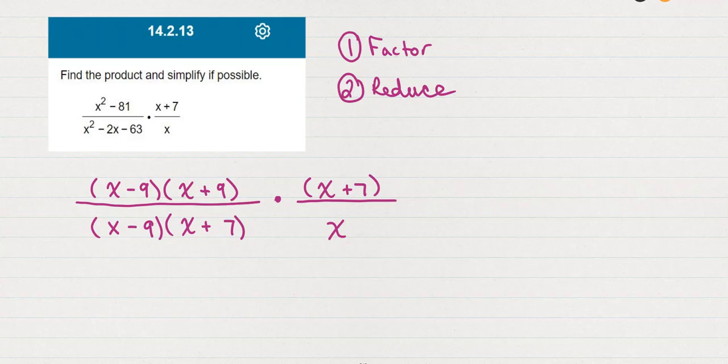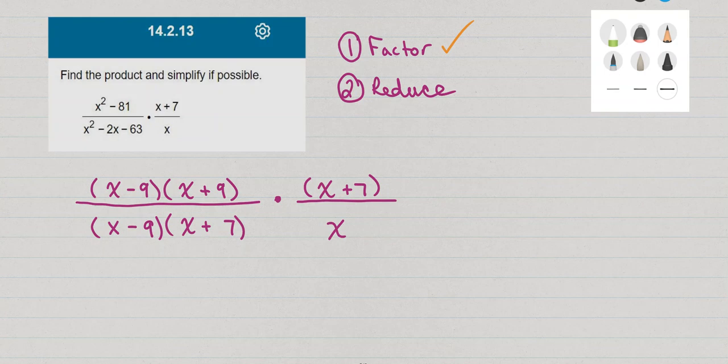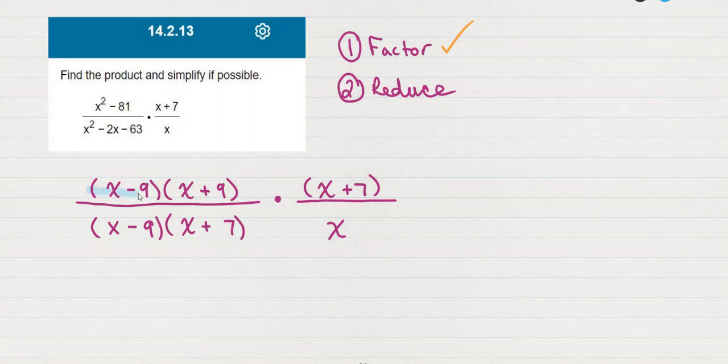So now when I go back to my problem, this x squared minus 81, I've factored it to x minus 9, x plus 9, the x squared minus 2x minus 63, the denominator is x minus 9, x plus 7, and I'm done factoring. Now, all I have to do is go through to reduce. To reduce, I'm going to look for anything in the numerator that has a match anywhere in the denominator. Notice that the x minus 9 has a match, an x minus 9, and the x plus 7 has a match, the x plus 7.